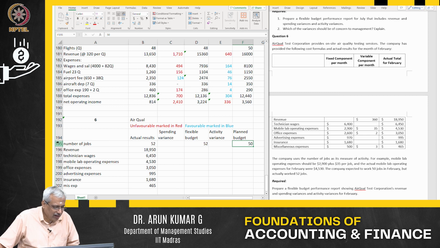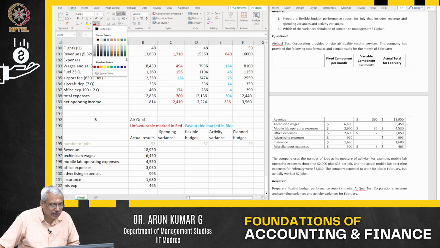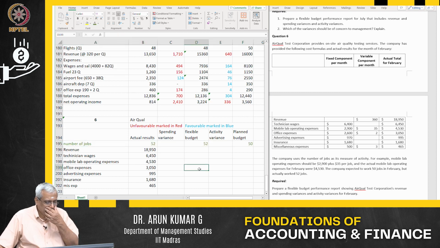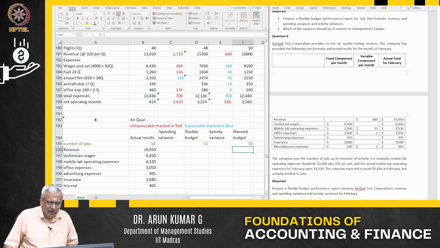The number of jobs, I am going to use a different color for this. We need this for calculating the flexible budget and the planned budget also. Let us look at the planned budget. What should be the revenue? It says revenue is $360 into the number of jobs. This should be the revenue.